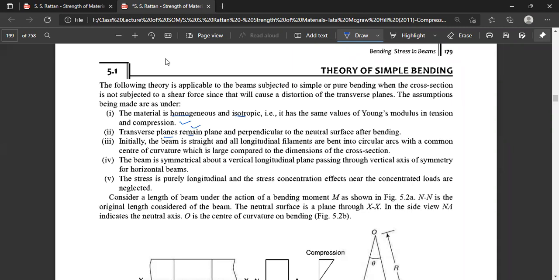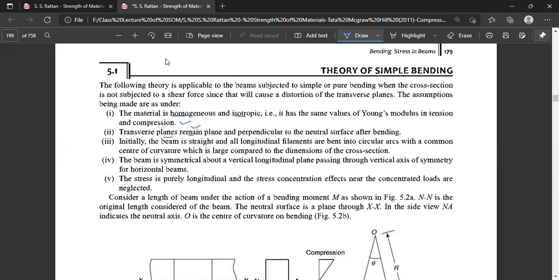Initially, the beam is straight and all longitudinal filaments are bent into circular arcs with a common center of curvature, which is large compared to the dimension of the cross section. So the beam is straight initially, and all the longitudinal filaments are now bent into circular arcs with a common center of curvature.